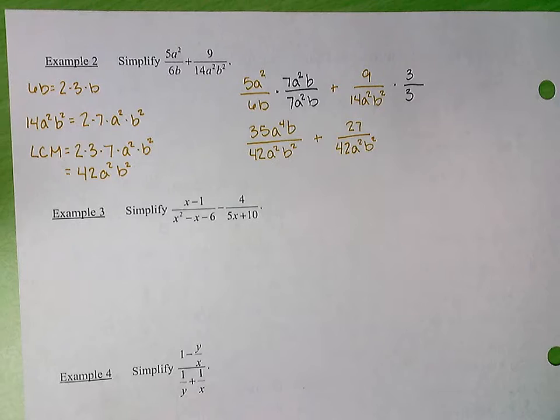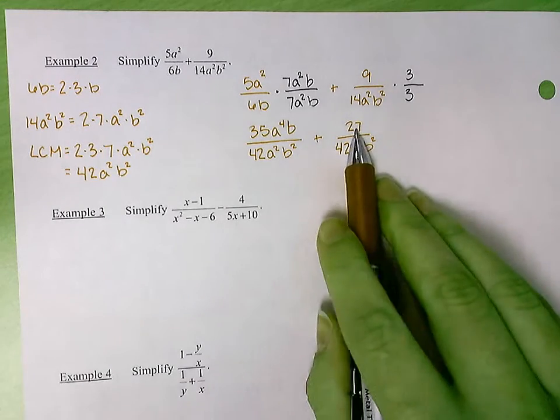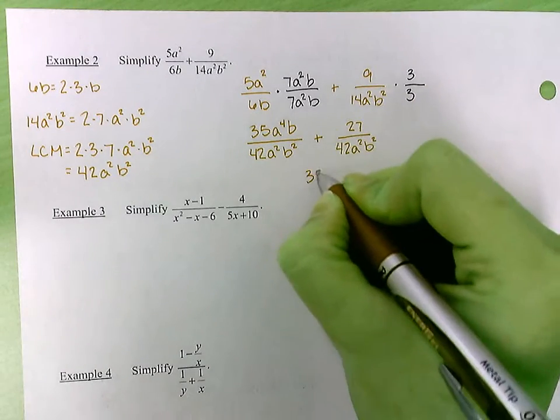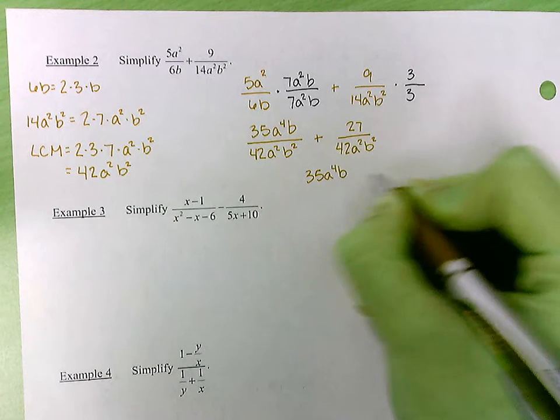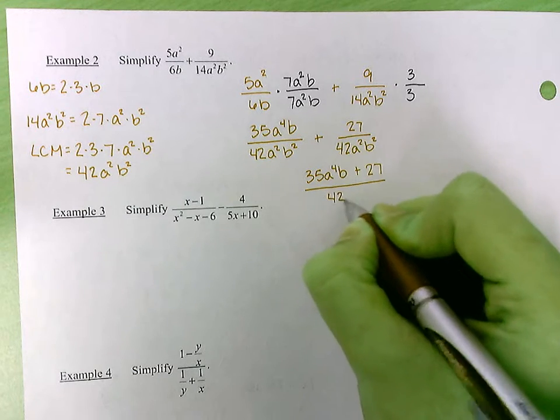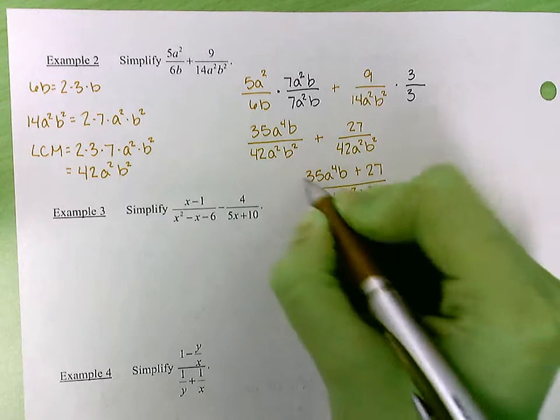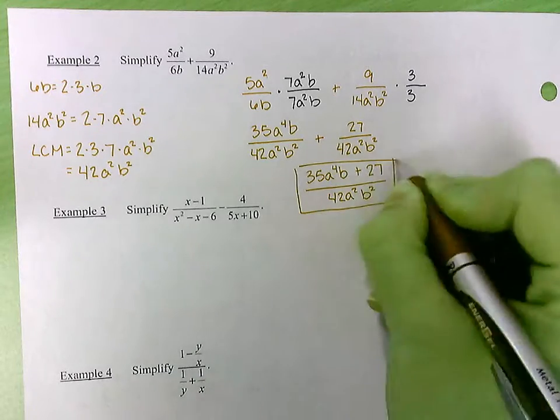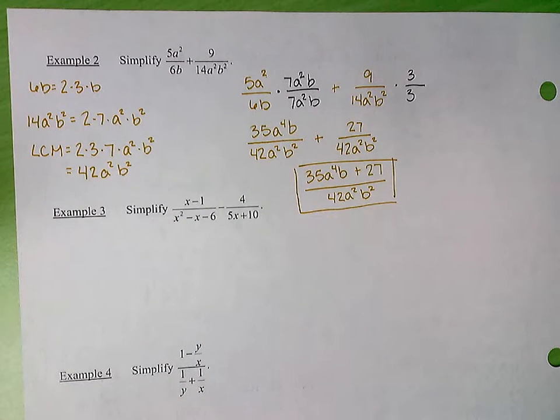So now that I have a common denominator, I can combine my numerators. So I have 35 a to the 4th b plus 27 over 42 a squared b squared. And that would be your answer. Questions on how I got any of those numbers? Or why I multiplied, or anything like that?